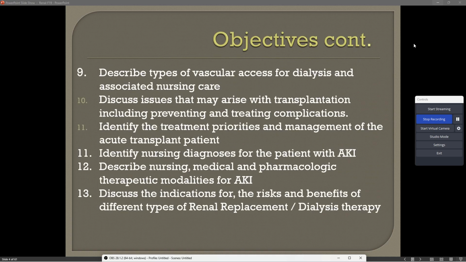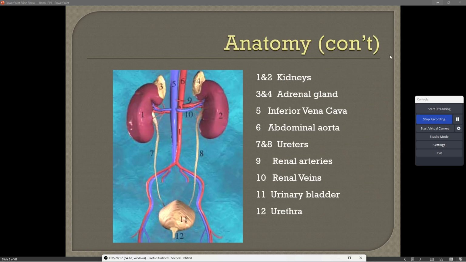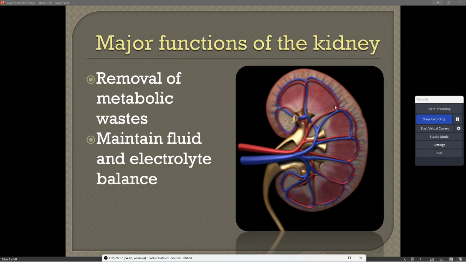So, as usual, I'm not going to stop on the objectives. You're more than welcome to read them. If you need a refresher on the anatomy, please come visit this slide. You can go through all the structures again. I'm not going to do that.